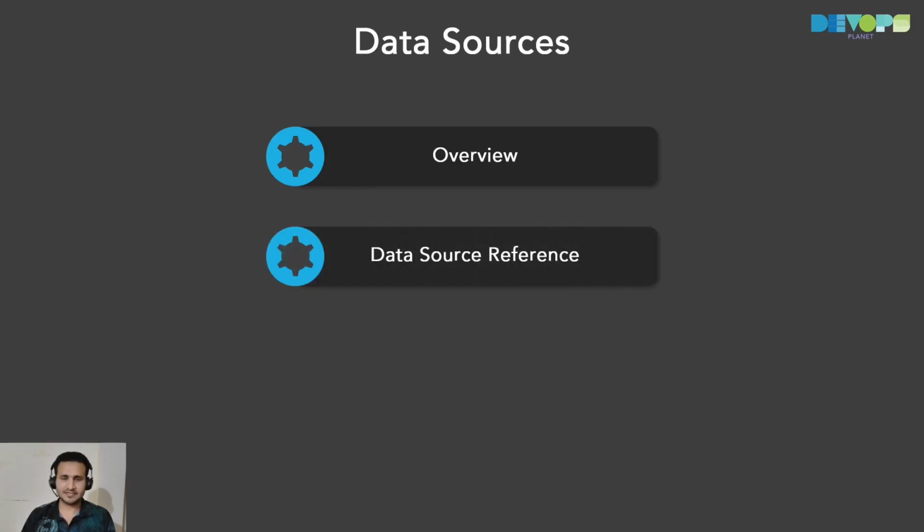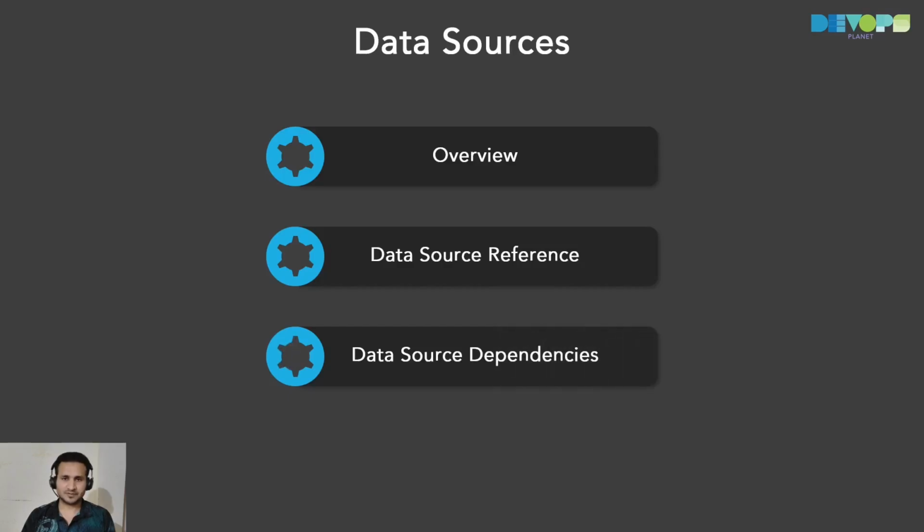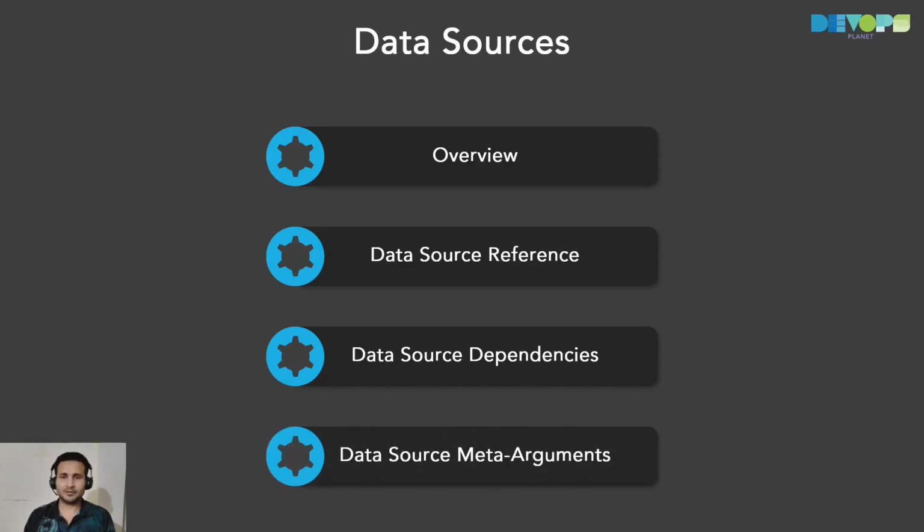In data source, we'll talk about the overview of data source. Then we'll talk about the data source references, where to refer and how to refer the data sources. We'll talk about the data source dependencies. Similar to the resource block, we do have dependencies in the data source as well. And then we'll talk about the data source meta arguments. Similar to the resource block, we do have some meta arguments with the data sources as well. How we use them, how we configure those data source meta arguments, this is something we are going to talk about.